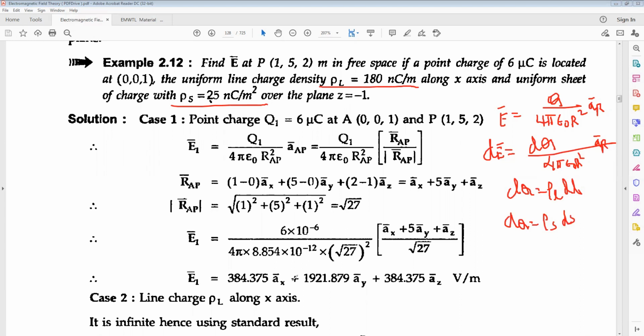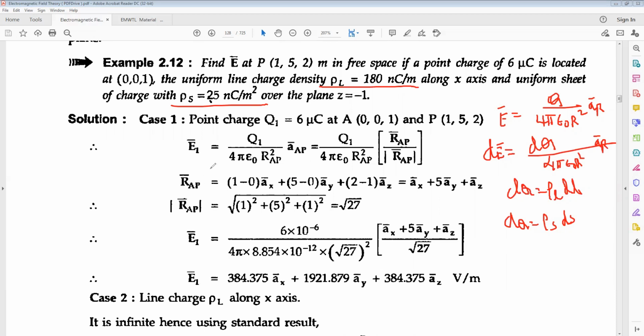Substitute dq as rho L in the first case. In the second, rho L is equal to 180 nanocoulombs. And in the third, rho S is given. The first case is a point charge, Q is equal to 6 microcoulombs.